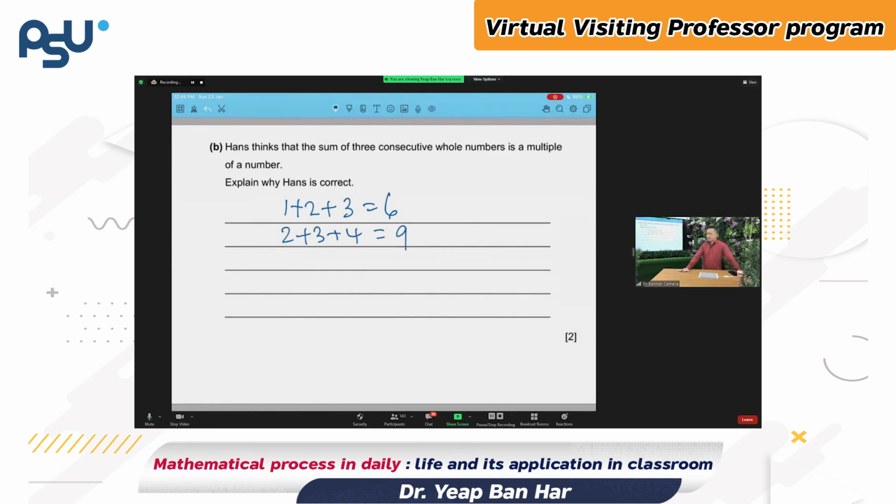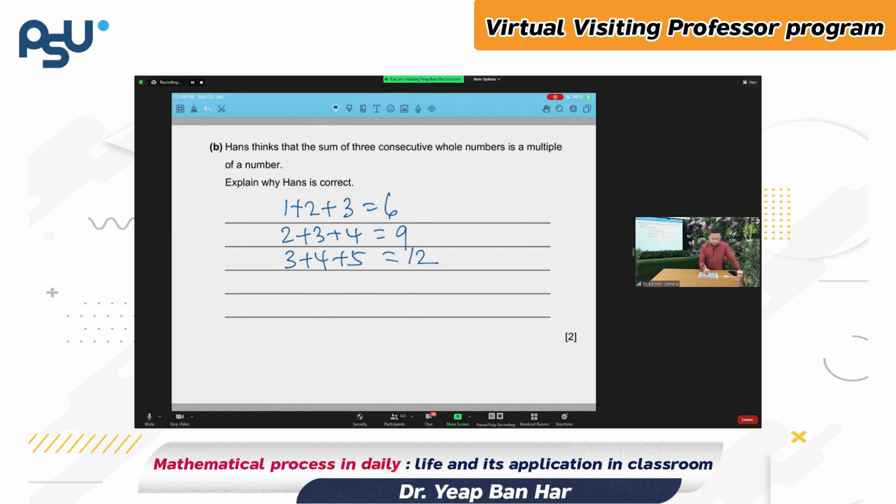Oh, it's not a multiple of 2. I thought it was because I saw 6, but now 9 tells me it's not a multiple of 2. Yeah, but 9 is a multiple of 3. Okay, 6 is a multiple of 3. Oh, maybe the answer is a multiple of 3. I can try 3, 4, and 5. Oh, that's really 12. Oh yeah, 12 is a multiple of 3. So I think the answer could be a multiple of 3.